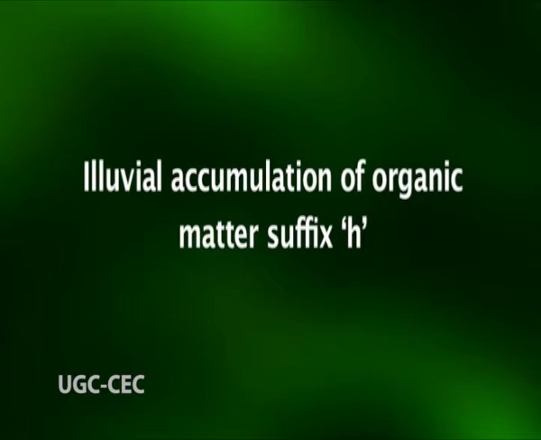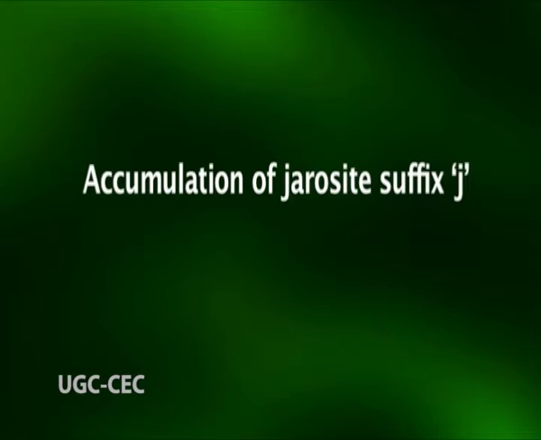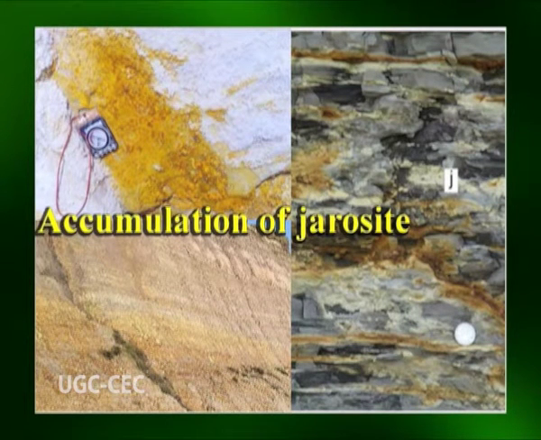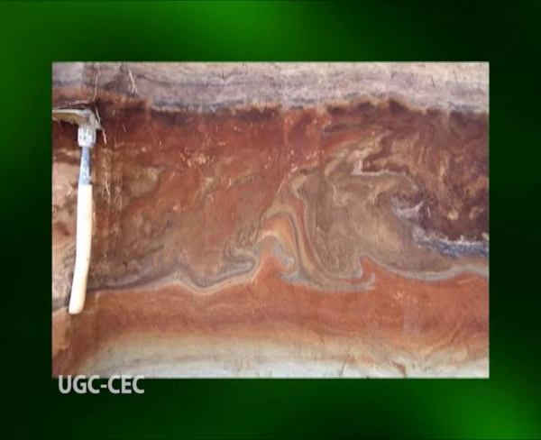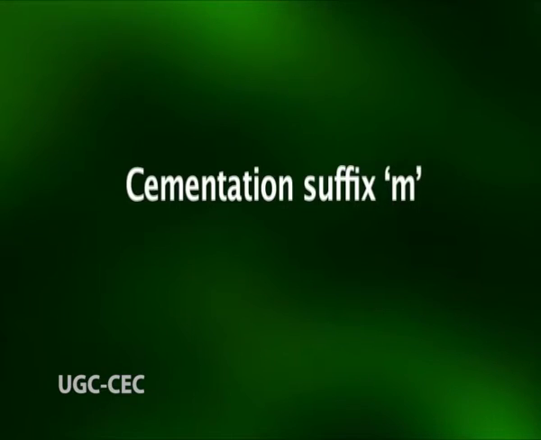Then illuvial accumulation of organic matter is suffixed with small letter h and is used with B horizons to indicate the accumulation of illuvial organic matter and sesquioxides which coat sand and silt particles. Then accumulation of jarosite is suffixed with j. Jarosite is an alteration product of pyrite resulting from oxidizing conditions and generally has chroma of more than 6. Then cryoturbation is suffixed with jj, as evidence of cryoturbation indicates irregular and broken soil horizon boundaries, stored rock fragments and broken layers of organic matter. Then cementation is suffixed with small letter m and is used to indicate more than 90% continuous cementation.